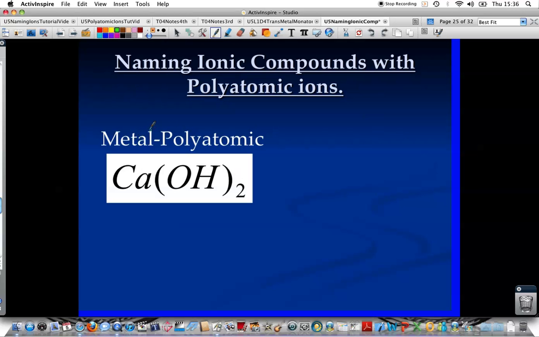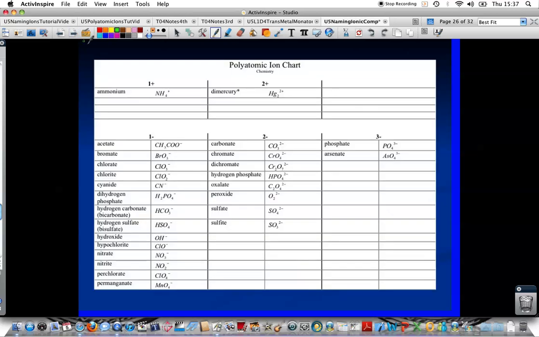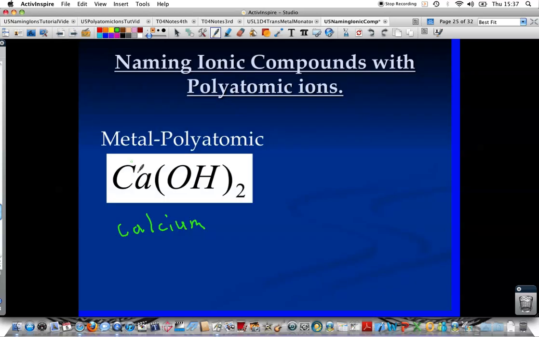Here's an example of an ionic compound with a metal and a polyatomic. You'll notice it has 1, 2, 3 different elements in it. That kind of tips us off that it has a polyatomic ion. Again, all we do is we name the ions. So Ca is the calcium ion. Then we have OH, and we have to look that one up. We go through the list, and here is OH right there. That is the hydroxide ion. Now notice it has an OH minus, right? Well, that minus is canceled out by that calcium. That's why we have to have 2 of those OHs. So this is calcium hydroxide.